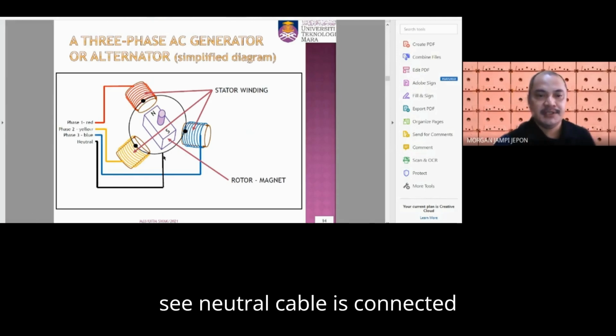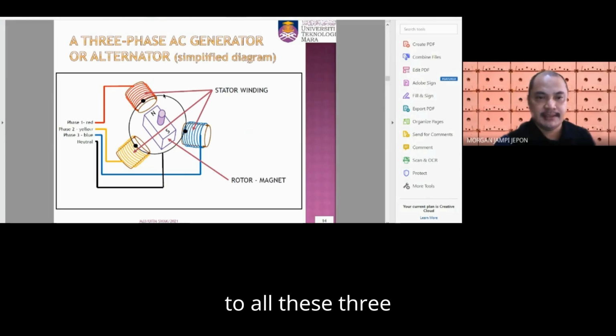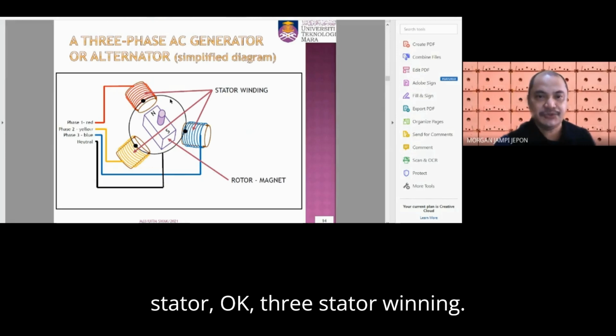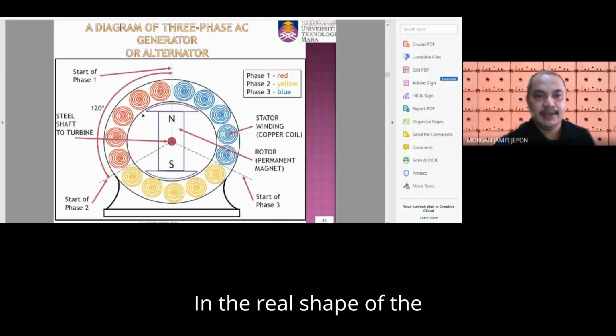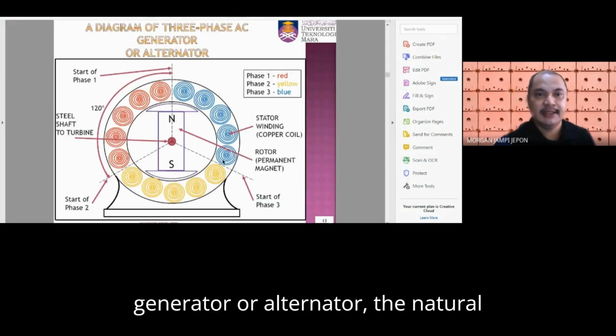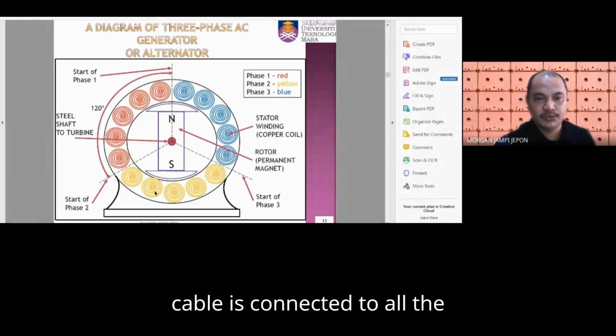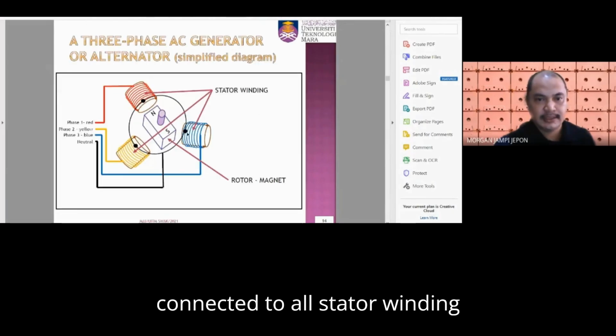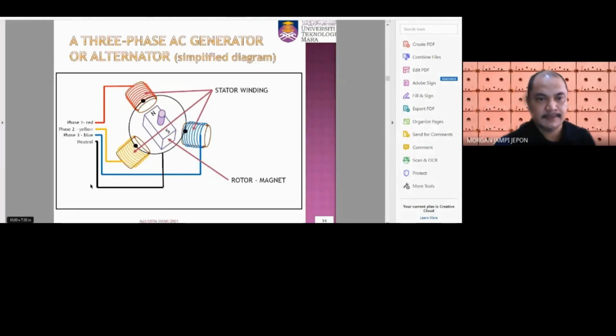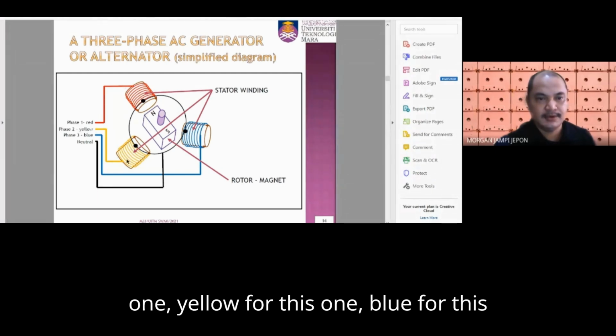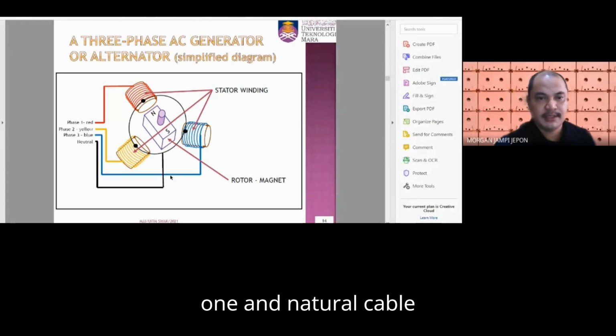As you can see, the neutral cable is connected to all these three stator windings. In the real shape of the generator or alternator, the neutral cable is connected to all the stator windings. The red is for this one, yellow for this one, blue for this one, and the neutral cable is connected to all of them.